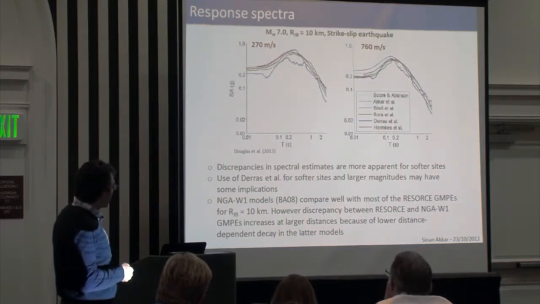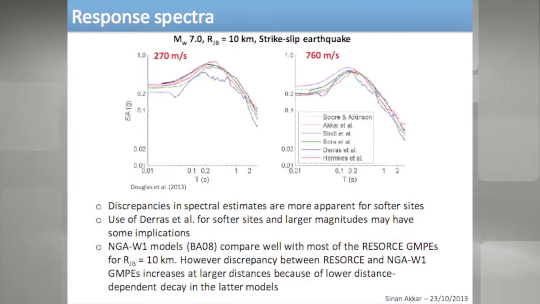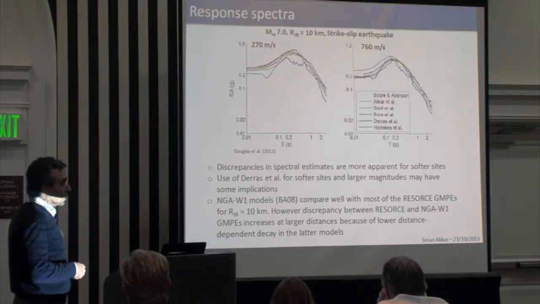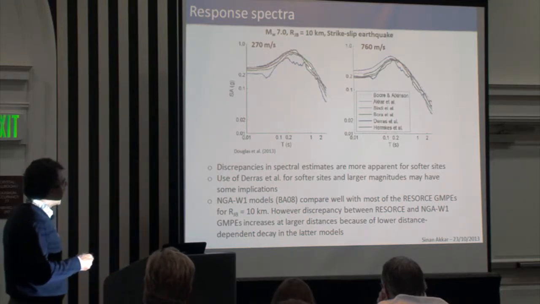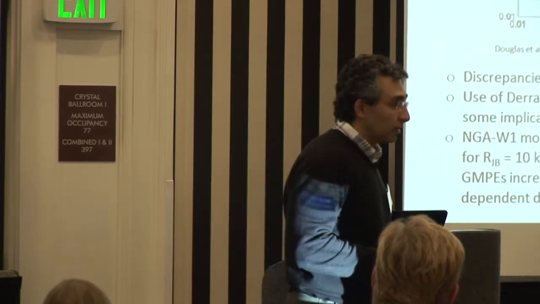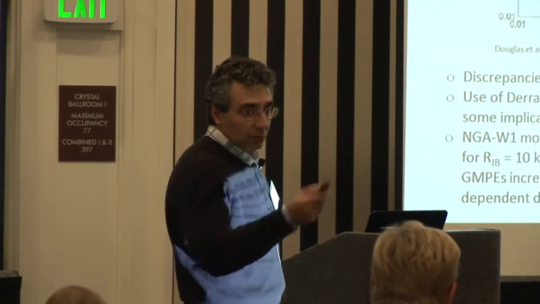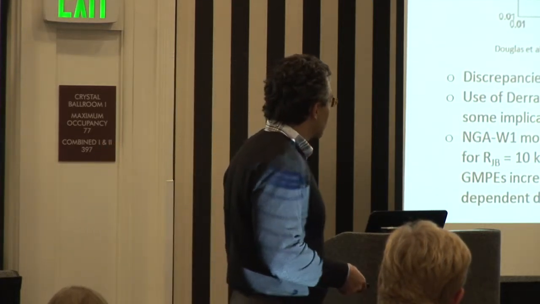Again, response spectrum comparisons. But now this is for soft site and this is for generic rock site. VS30 here is 270, whereas VS30 here is 760. Again, as the site gets softer, you start observing larger differences between the models. And again, the data-driven models show some unexpected trends in terms of spectral ordinates, because they do not do any sort of smoothing. I mean, it is because of the methodology they're implementing.